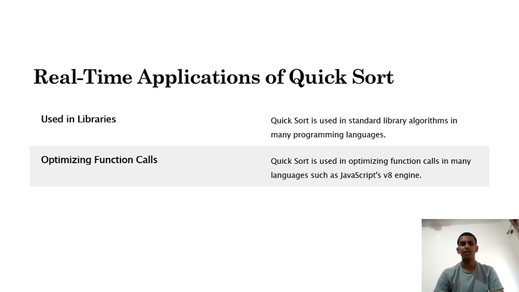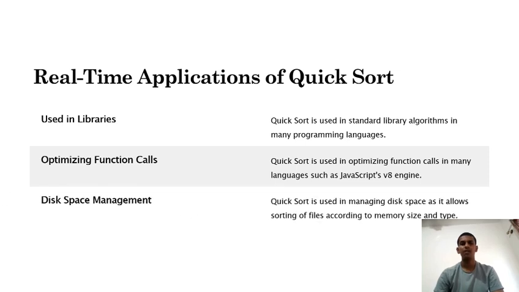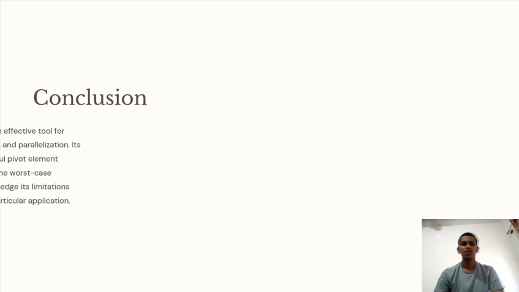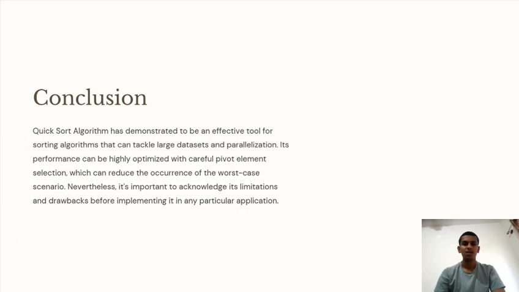Conclusion. The Quicksort algorithm has proven to be an effective tool for sorting that can tackle large datasets and parallelization. Its performance can be highly optimized with careful pivot element selection, which can reduce the occurrence of the worst case scenario. Nevertheless, it's important to acknowledge the limitations and drawbacks before implementing it in any particular application.